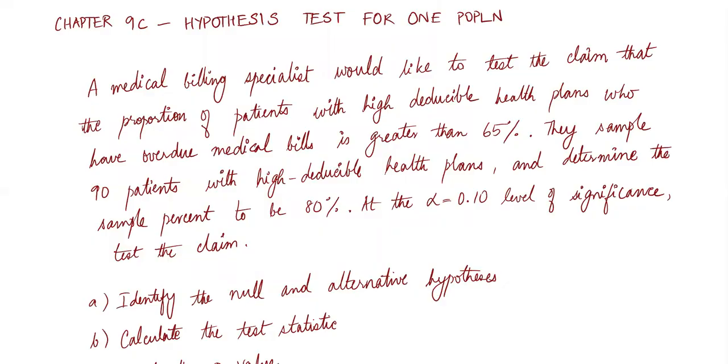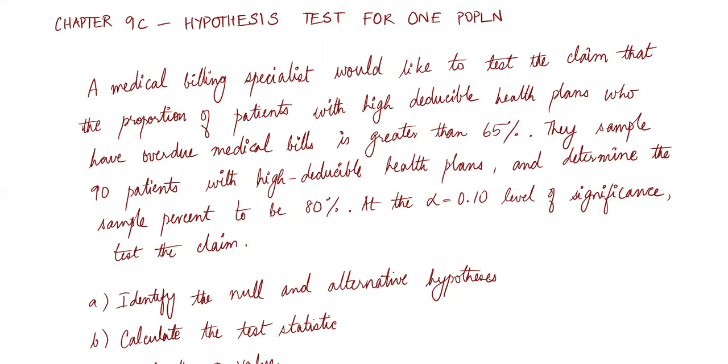A medical billing specialist would like to test the claim that the proportion of patients with high deducible health plans who have overdue medical bills is greater than 65%. They sample 90 patients with high deducible health plans and determine the sample percent to be 80%. At the alpha equals 0.1 level of significance, test the claim. Okay, let's go back and understand this question.